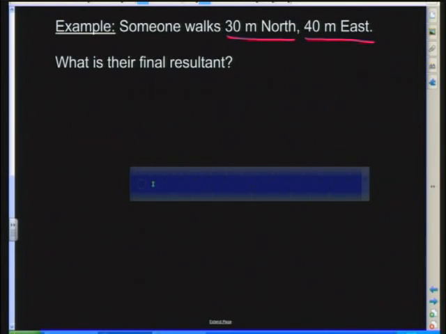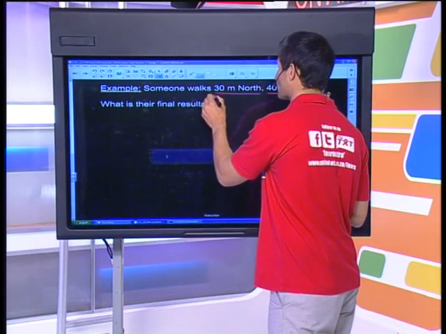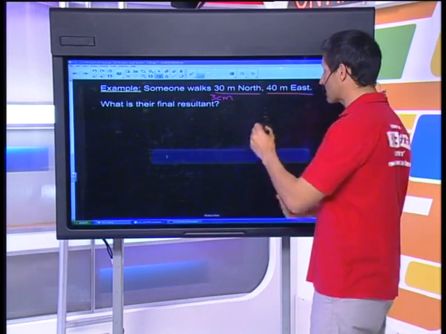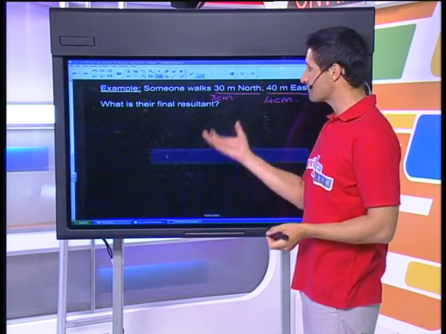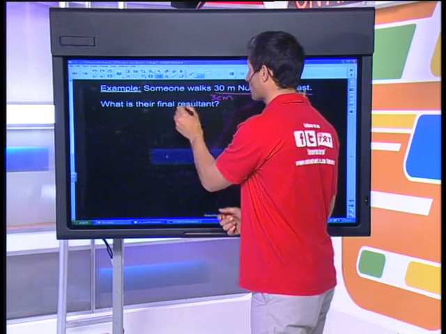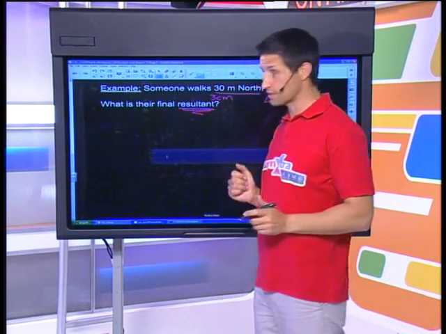Well, guys, I've got to use that same scale again, and I've done 30 meters before. That means that I'm going to draw a line which is 3 centimeters. How do I do 40 meters? You guys guessed it. That's 4 centimeters. What is their final resultant? So where did they land up? So this is what I'm after. This is always what I'm after when I'm dealing with vectors and simple addition.